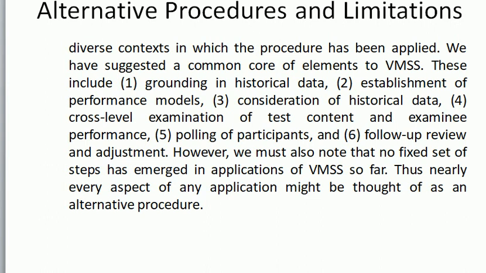And number 2, establishment of performance models. Number 3, consideration of historical data. Number 4, cross-level examination of test content and examinee performance. Number 5, polling of participants, and number 6, follow-up review and adjustment. However, we must also note that no fixed set of steps has emerged in applications of vertically moderated standard setting so far. Thus, nearly every aspect of any application might be thought of as an alternative procedure.